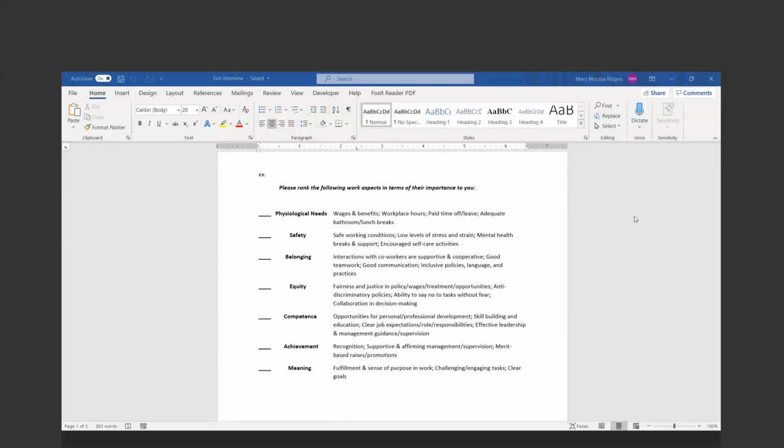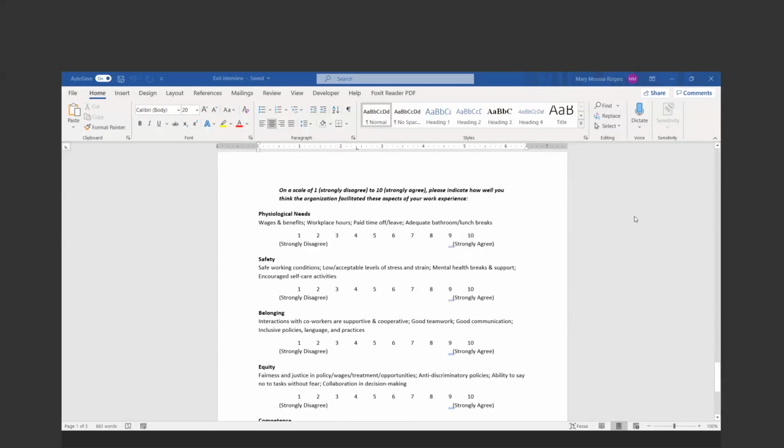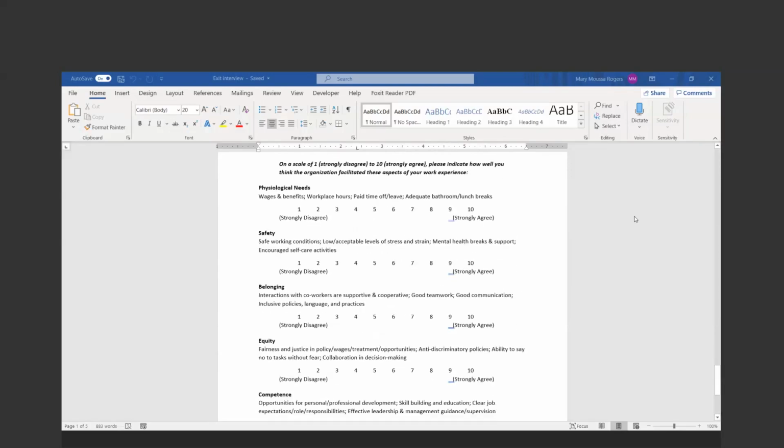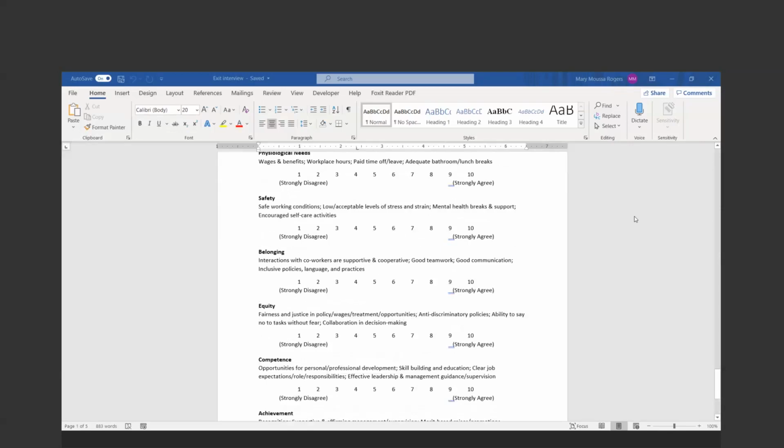The second question, on a scale of 1, strongly disagree, to 10, strongly agree, please indicate how well you think the organization facilitated these aspects of your work experience. This identifies the exiting employee's subjective interpretation of the organization's culture. How closely do these values of the employee sync to their perception of the values of the organization? Is there a substantial disconnect?